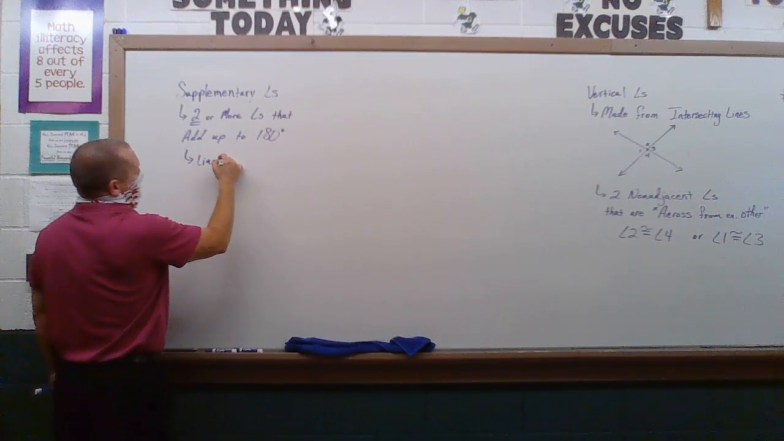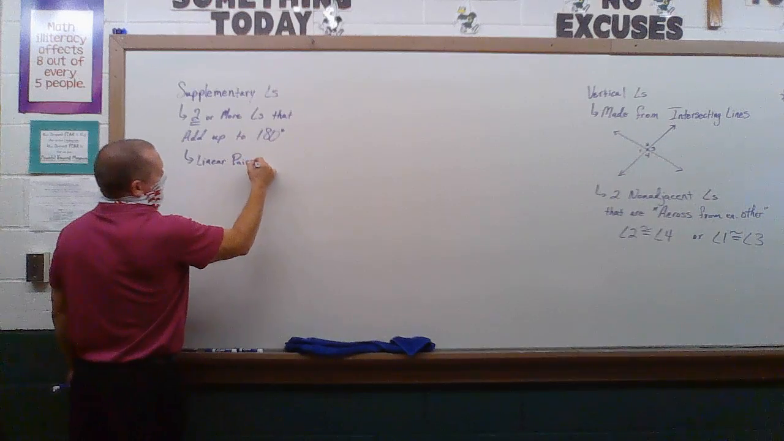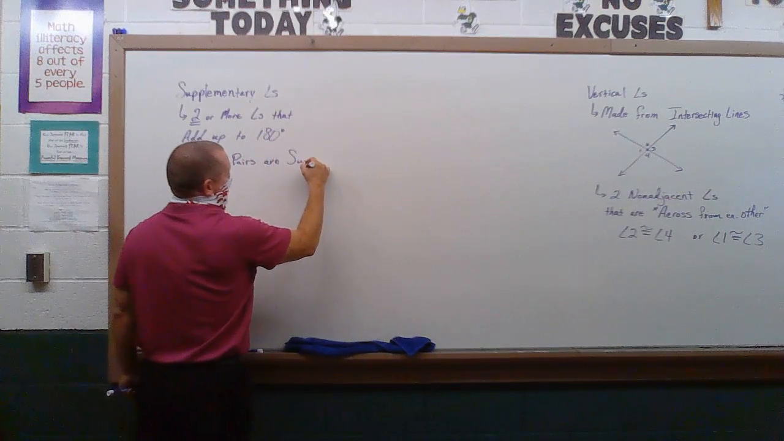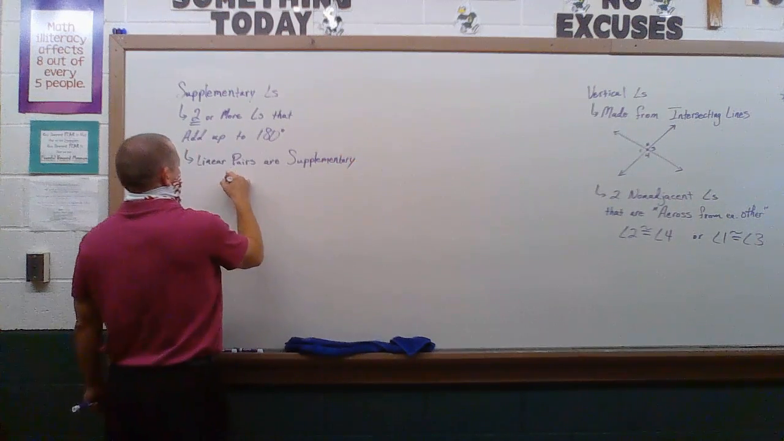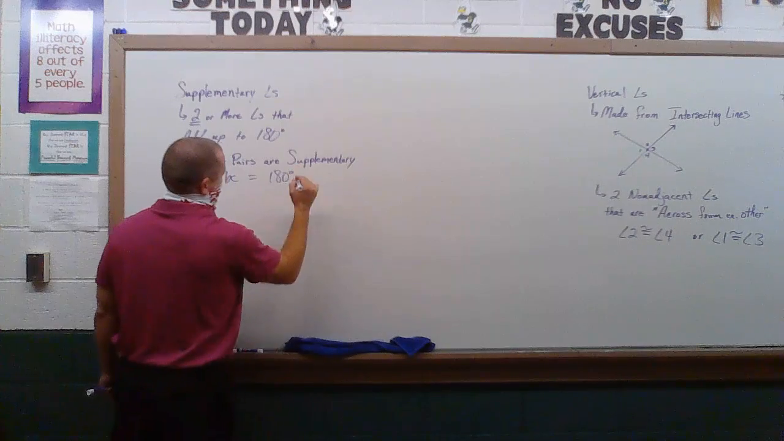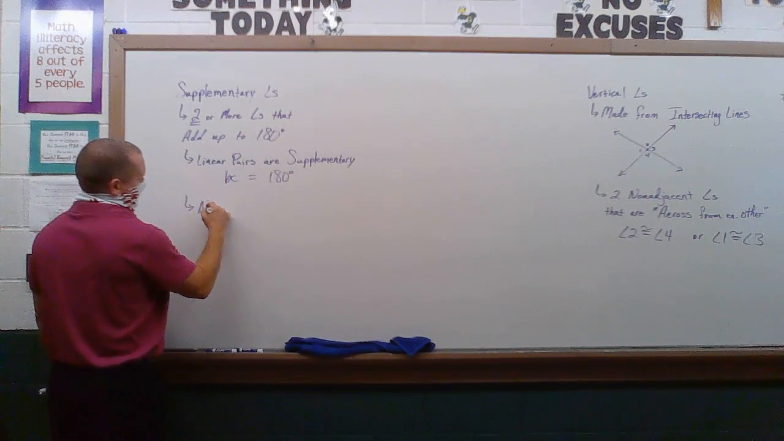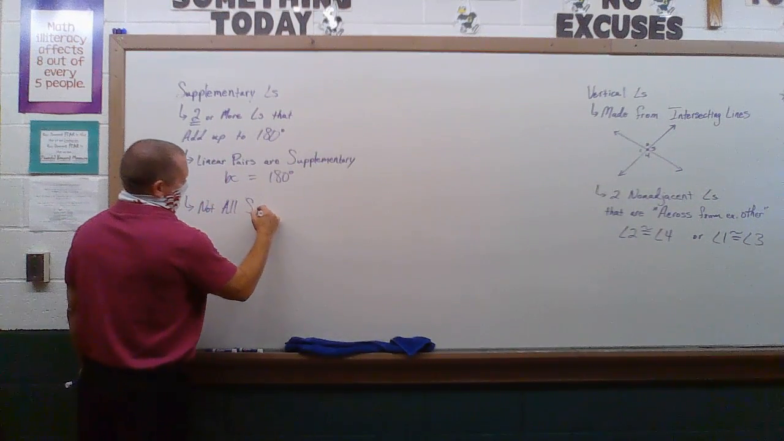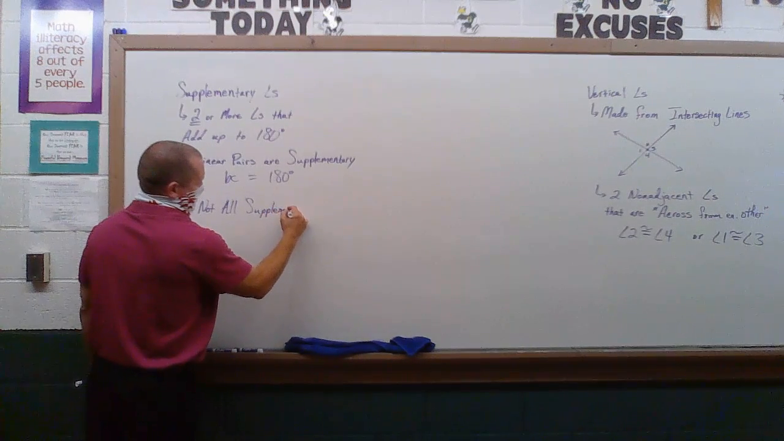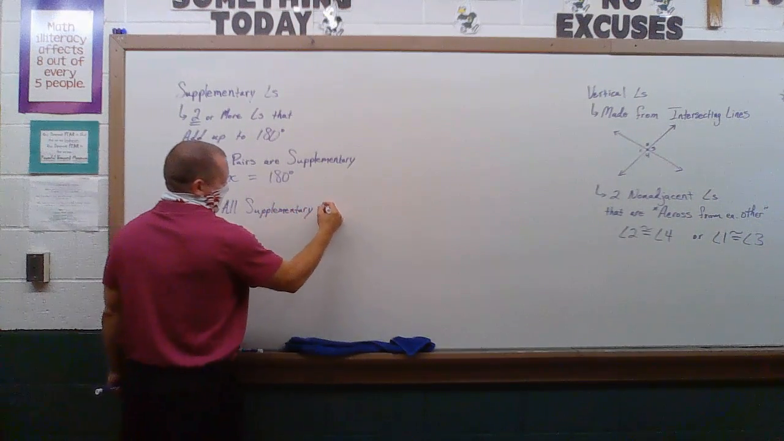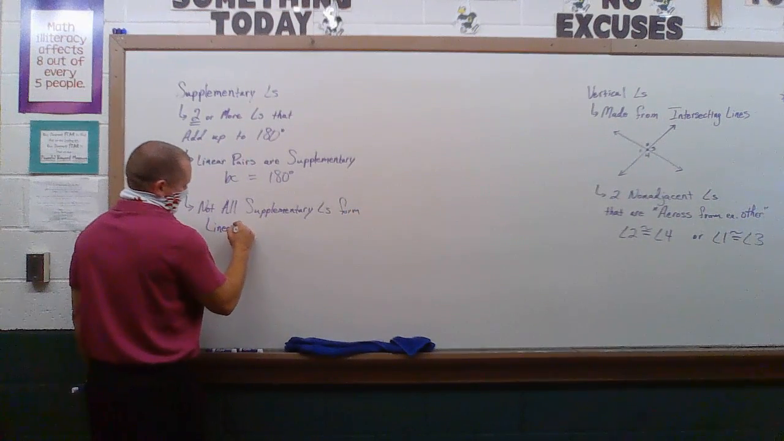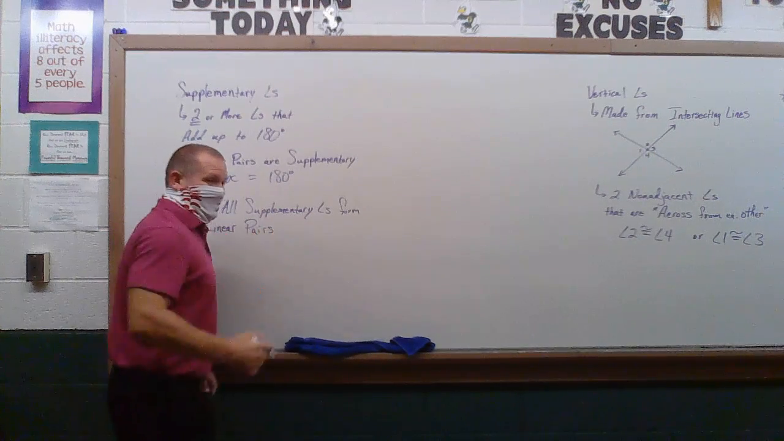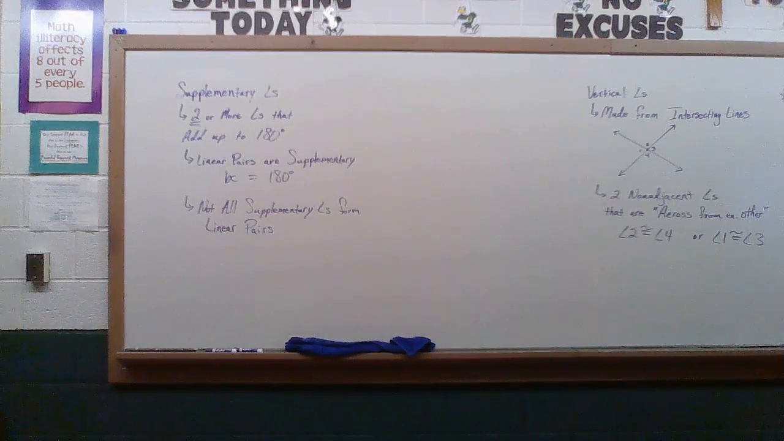So linear pairs are supplementary. Because why? Lauren? Equal 180. Yeah, because they equal 180 degrees. Not all supplementary angles form linear pairs. Because why, Kyle? It's not always a straight line. So give me an example of supplementary angles that aren't a linear pair.